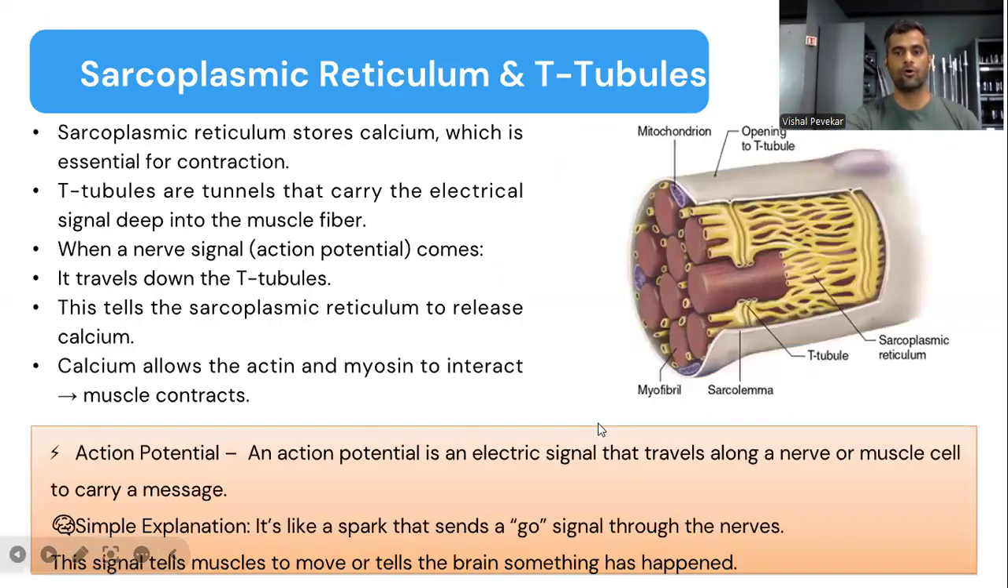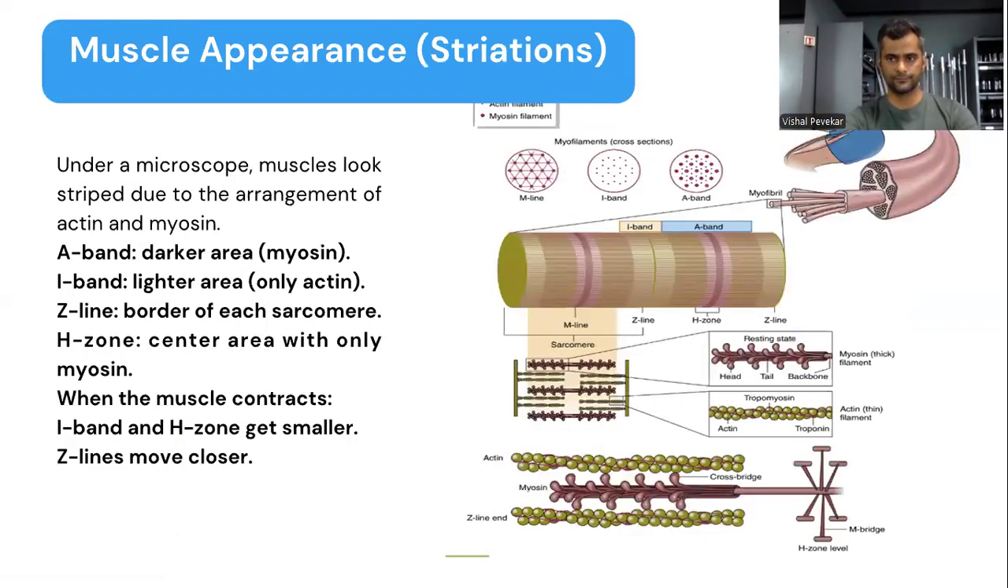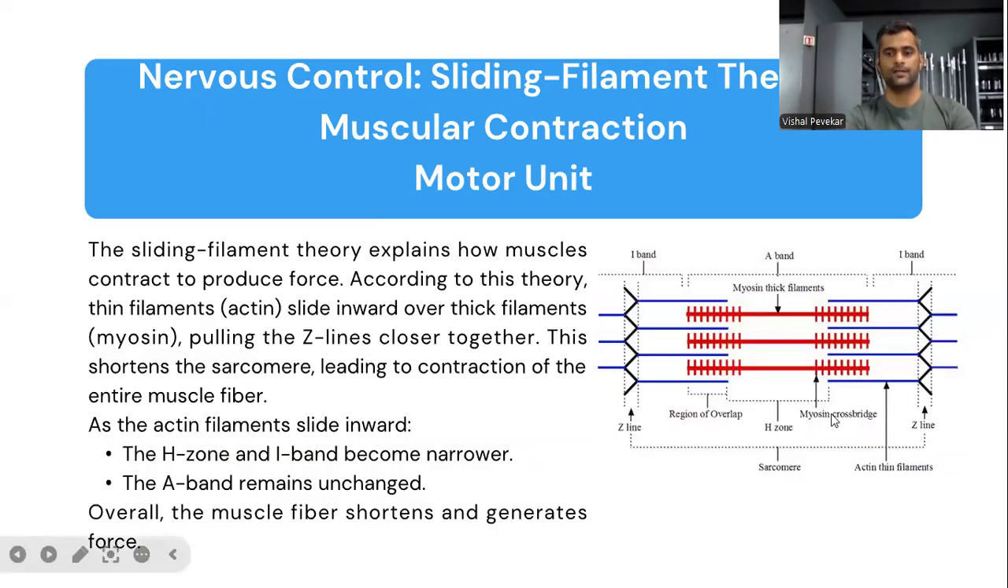Let me go a little further into the slide. What you see here is a nice image. From this Z line to this Z line is one sarcomere. This is one of the bogies. In the center of that bogie, you will have one thick filament, and that filament is your myosin.